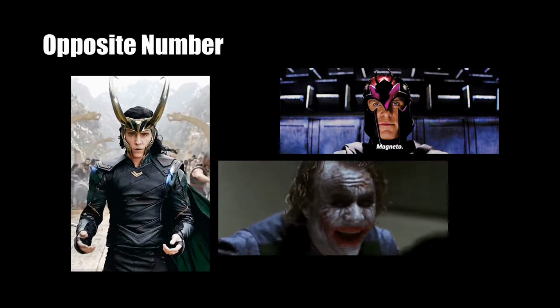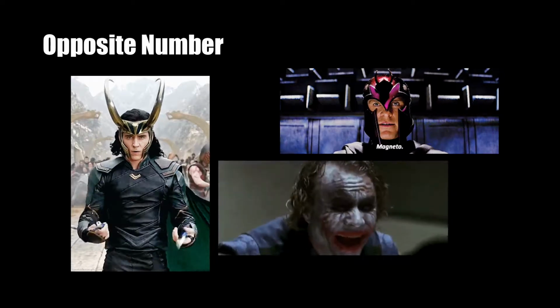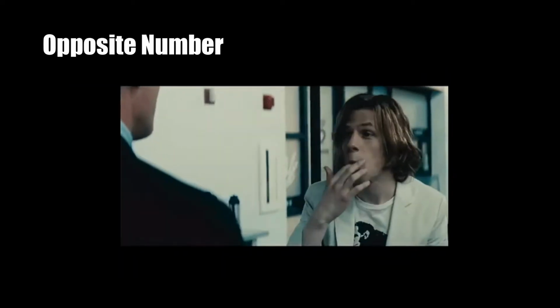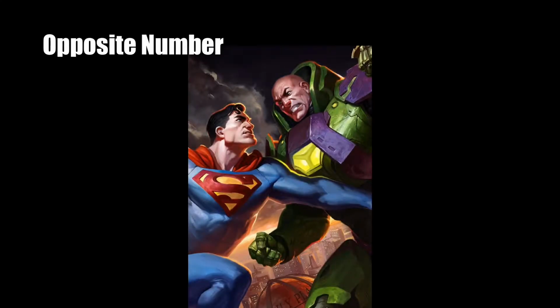Joker is chaos personified. Probably the best known opposite number is Lex Luthor, and in the most recent movie, let's not talk about that. In the comic books, Lex is diametrically opposed to Superman. Everything Superman is, Lex isn't.